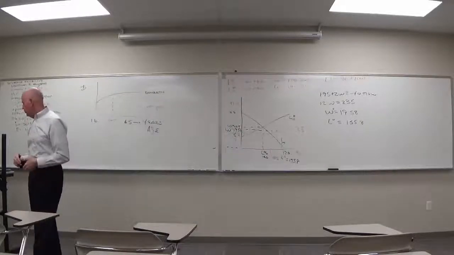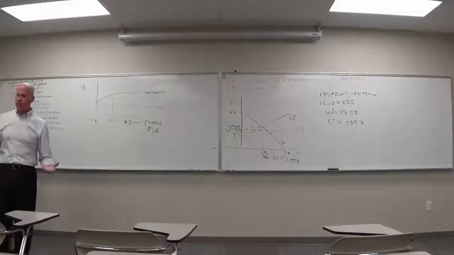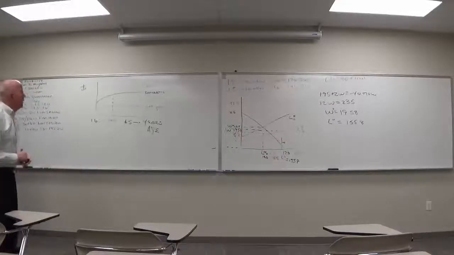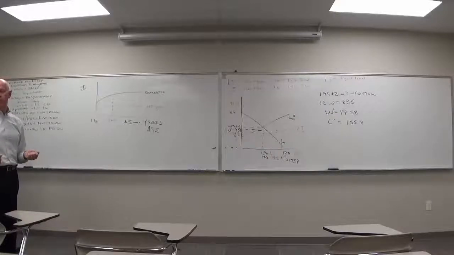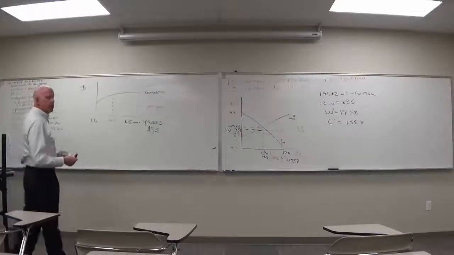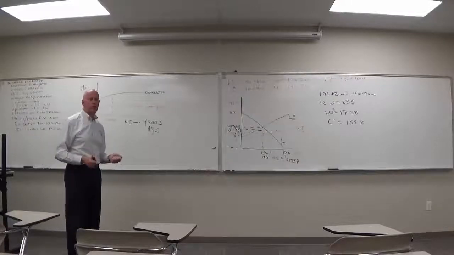Okay, so let's make sure that we understand what each of those numbers really is telling us. The W star of 25 is the wage that was being paid in this market for workers prior to the introduction of immigrant labor force.